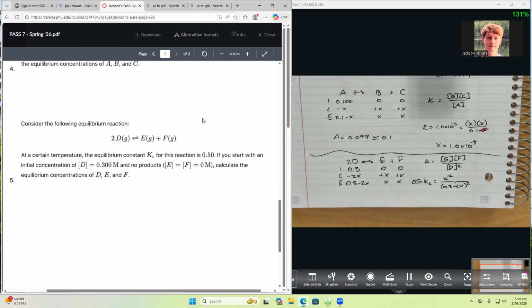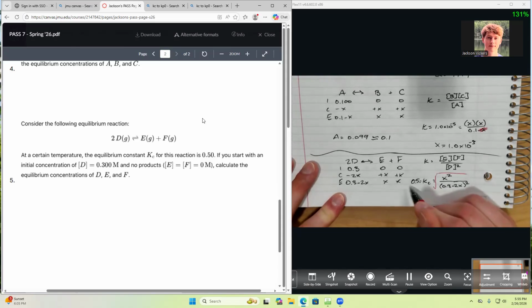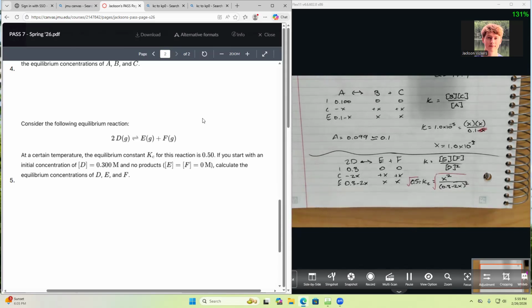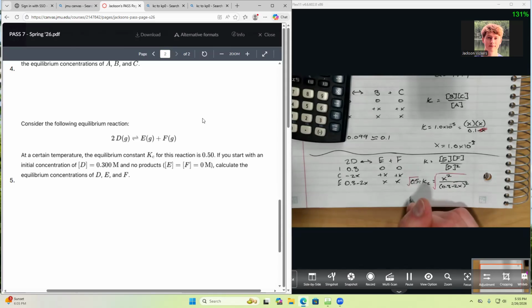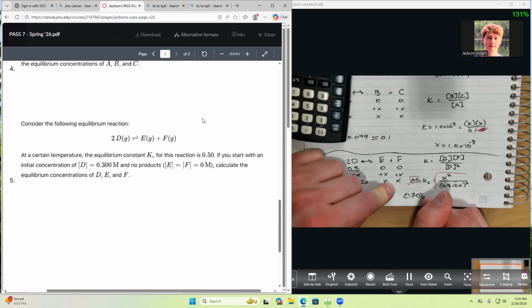And so we set up our ice table and we said that we cannot approximate the minus 2x as being insignificant. So what we do here is, because they make it nice for us, we have something squared in the numerator and something squared in the denominator. So we can take the square root of both sides, and then it becomes a lot nicer. The square root of 0.5 is 0.707. And now that's equal to x over 0.3 minus 2x.